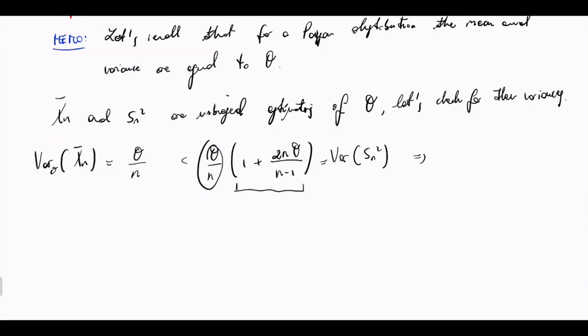Hence, the sample mean is a more efficient estimator of theta. More efficient doesn't mean it is efficient, right? It is better in terms of efficiency. It has a lower variance than the sample variance.